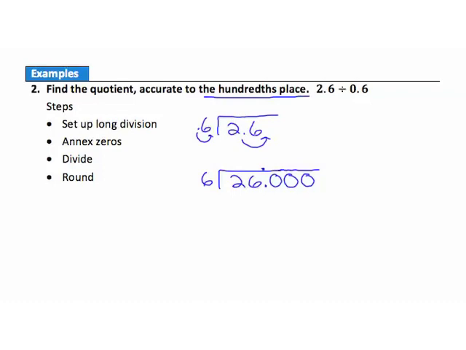6 won't divide into 2, but 6 will divide into 26. It goes 4 times. 4 times 6 is 24. Subtract, we get 2. Bring down my 0, and now I'm going to go 6 goes into 20. 6 goes into 20 3 times. 3 times 6 is 18. And I'm going to get 2. Now I'm going to bring down the 0.